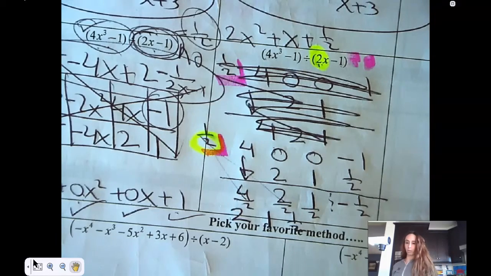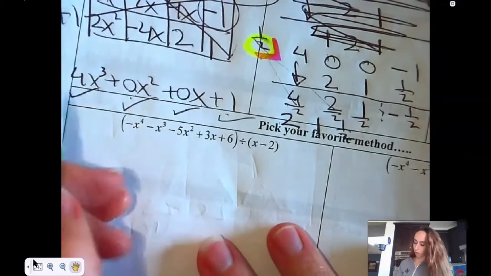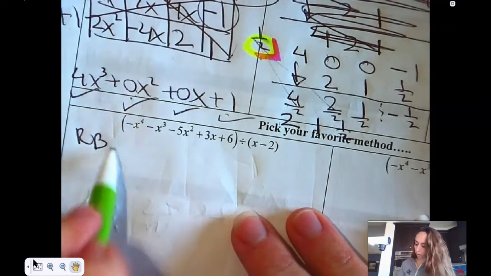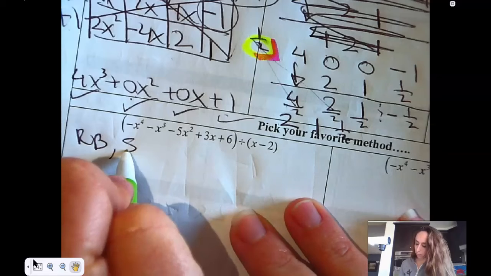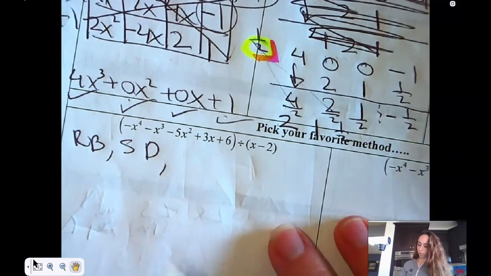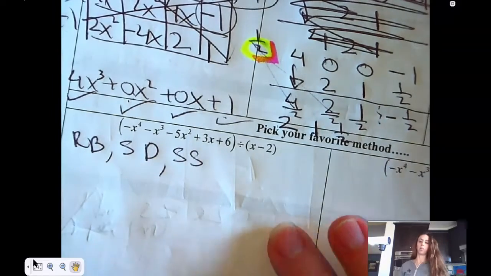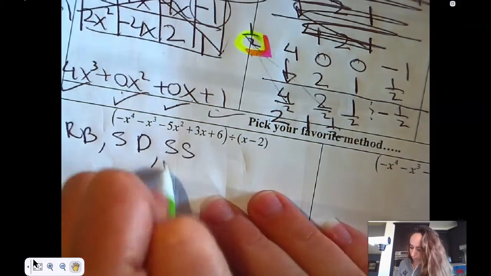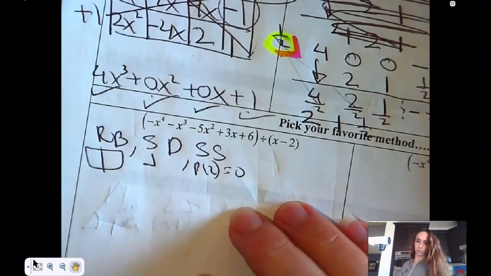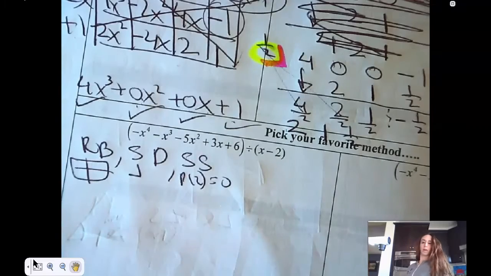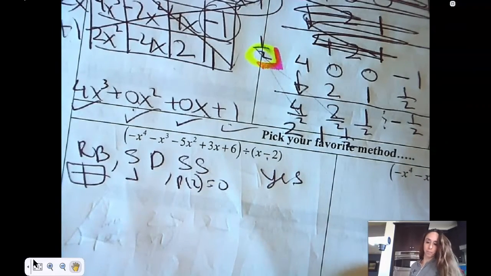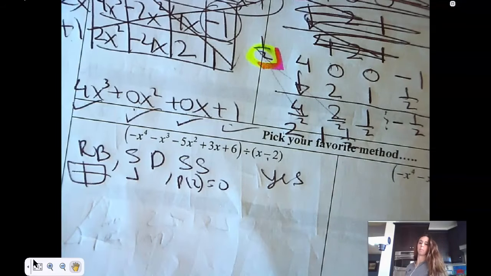Okay? So now what I want you to do is you're going to pick your favorite method. Your options are either the reverse box, which is the first column. You can do the second column, which is synthetic division. You could even do the previous page and do synthetic substitution. If you're doing synthetic substitution, that's your P sub 2 equals 0. This is doing your backwards L, and this is your little box. I don't care what you do, but I need to know, yes, this is a factor, or no, it's not.